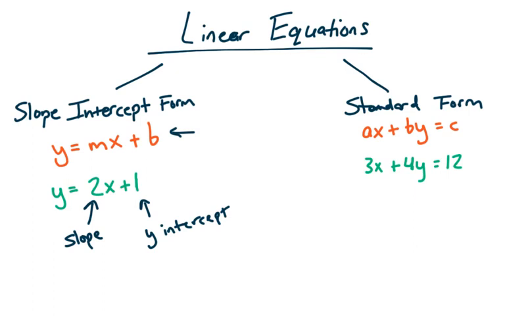Standard form works a little bit differently. The standard form is ax plus by equals c, where a, b, and c are numbers or values. For example, 3x plus 4y equals 12 would be in standard form. The key to standard form is you have your x and y on one side, and your equation is solved for a constant, which in this case is 12. It's useful for things like systems of equations and other things like that.